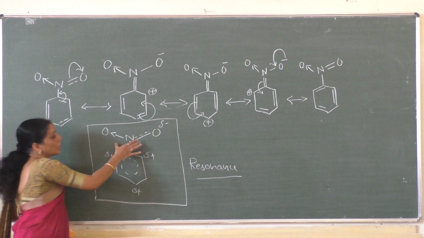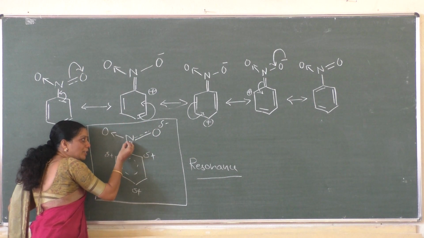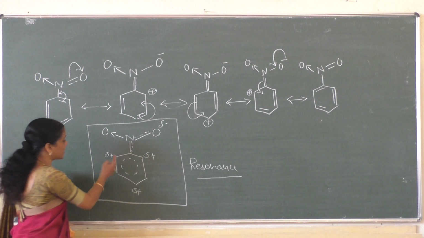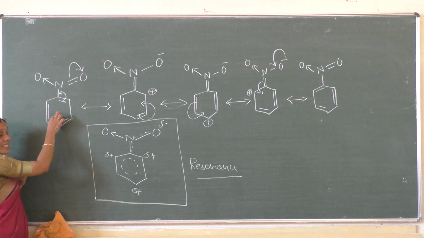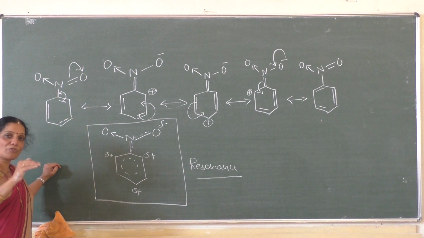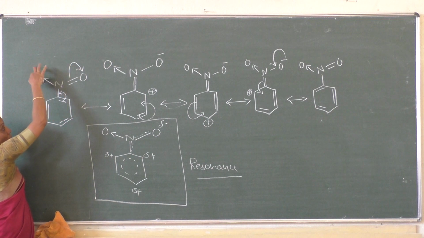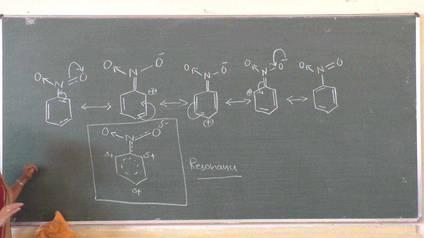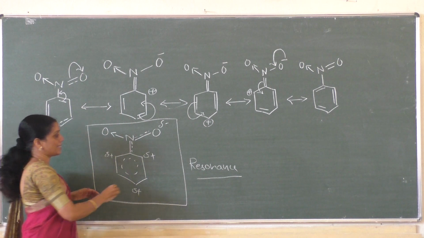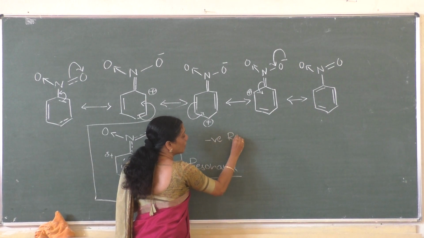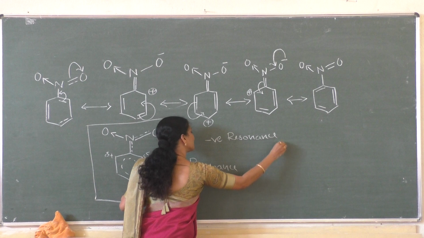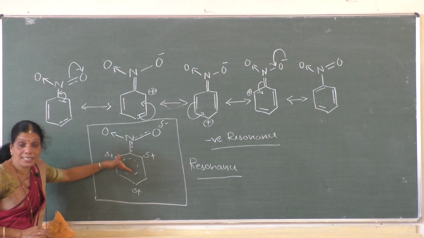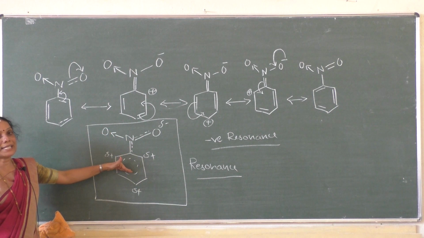Understood? Now, since this NO2 group has a tendency to withdraw electrons, the shift or transfer of electrons takes place towards the group attached to the benzene ring. If the shift of electrons takes place towards the group or atom attached to the benzene ring, then that type of resonance effect is always called a negative resonance effect. This is called a negative resonance effect.